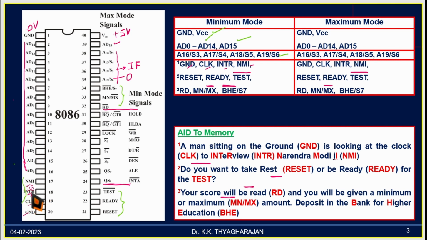When an interrupt signal is coming from external hardware, this interrupt is a maskable interrupt. Now this is also an interrupt pin, but this interrupt pin may not be masked using interrupt flag.